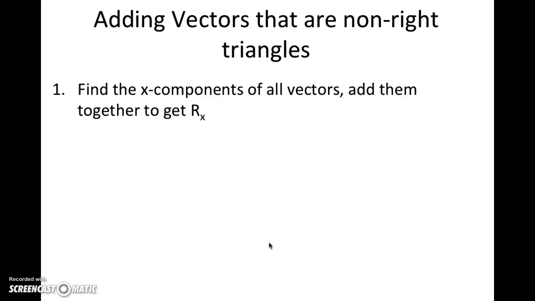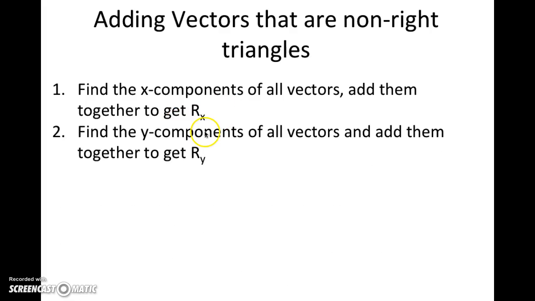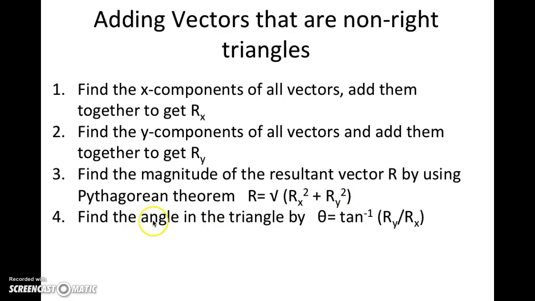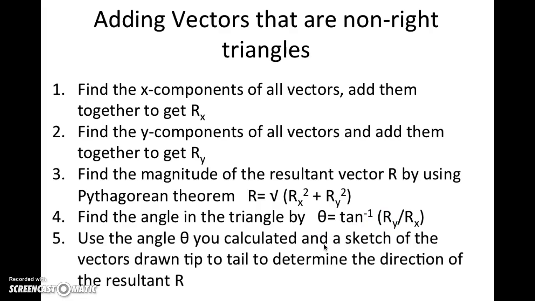Okay. So what do we do if we don't have a right triangle? Well, if we don't have a right triangle, essentially we need to make it a right triangle. So what we do is we first find the x components of all the vectors and we add them up to get Rx, kind of the total of all the x's. Do the same for the y's. So find the y components of all the vectors, add them together to get Ry. And then we will use these two components to find the value for R using the Pythagorean theorem, because again what we're doing is creating a right triangle. And then we can find the angle in the triangle by doing the inverse tangent of Ry over Rx. And then we can use that angle inside the triangle to figure out the direction of the resultant R from a sketch that we've made.